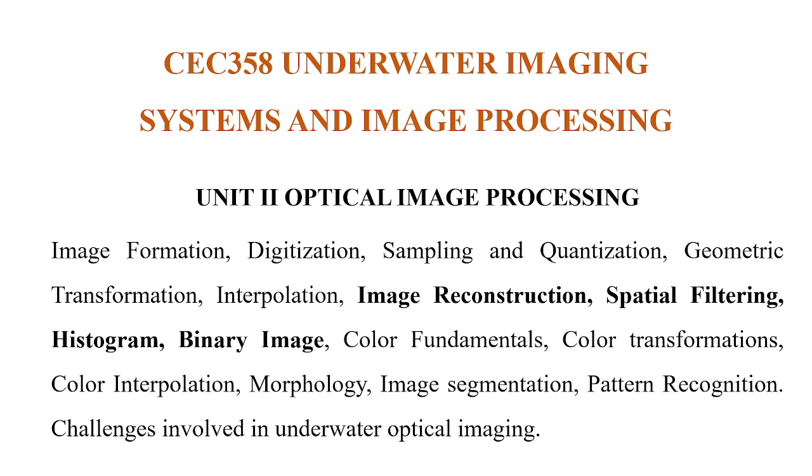So in the last video we discussed how the digital image is formed, how we measure the quality of the digital image, what processes are involved, and how the image can be geometrically transformed, that is rotated and zoomed. Now in this video we are going to see image reconstruction, spatial filtering, histogram and binary image. Let us see them one by one.